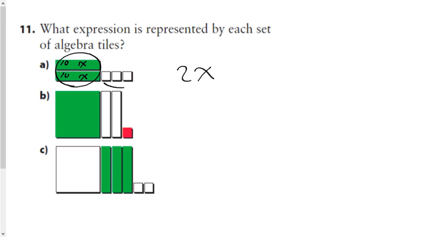That's the term. This is minus 3. So that negative 3 actually becomes a minus symbol, and we end up with a binomial of 2x minus 3.